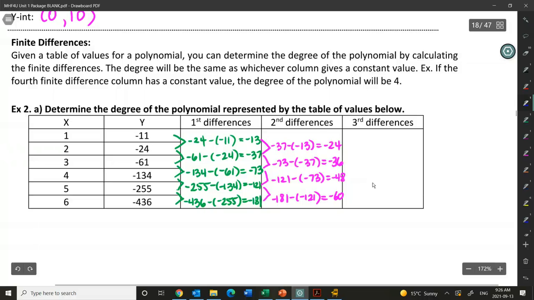Okay, and again, I've gotten a column that does not have a set of constant finite differences. And again, by constant, I just mean I'm looking for them all to be the same number. That's it. So we're going to go on to third differences. If the third differences aren't the same, we'll go to the fourth differences, and so on. Okay, so let's just keep going until we get that row of constant values.